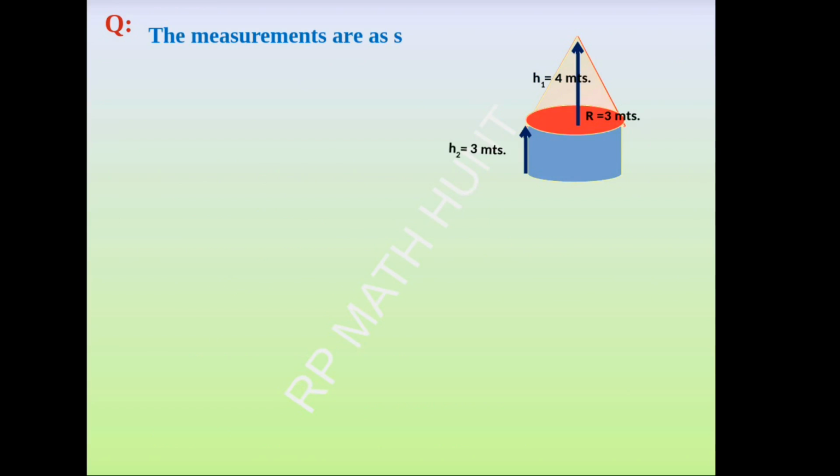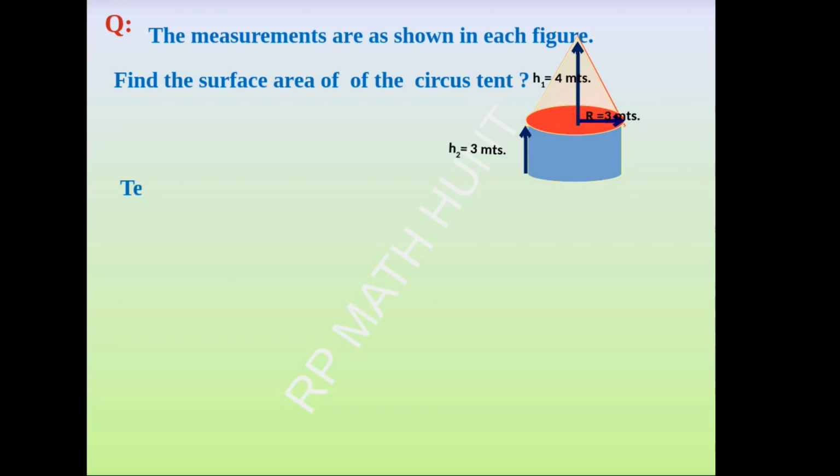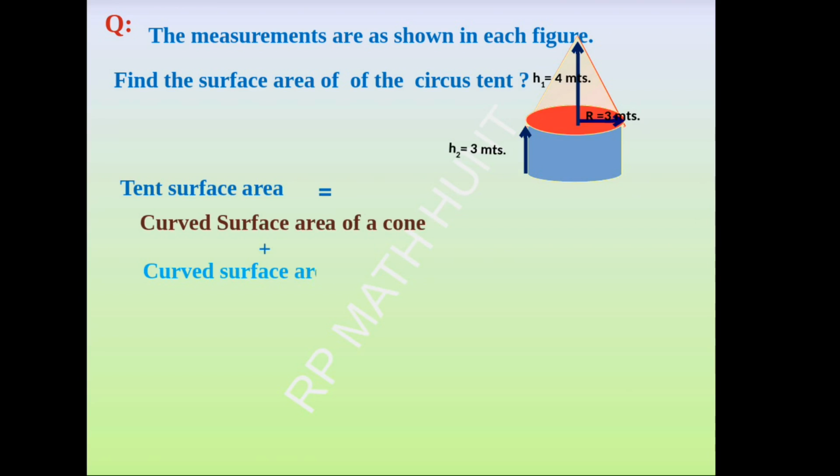Question. The measurements are as shown in the figure. Find the surface area of the circus tent. Tent surface area is equal to curved surface area of a cone plus curved surface area of cylinder.